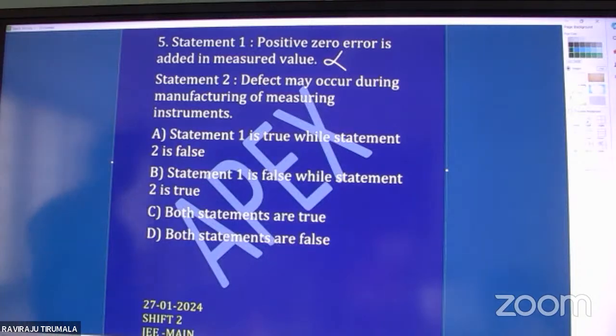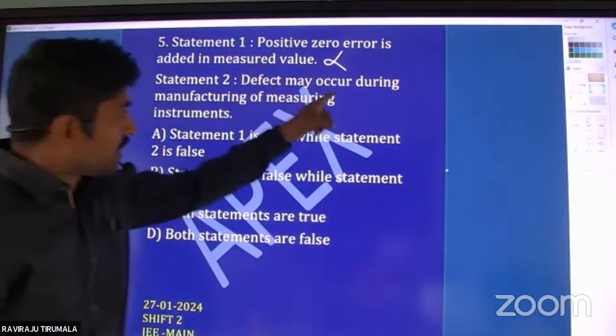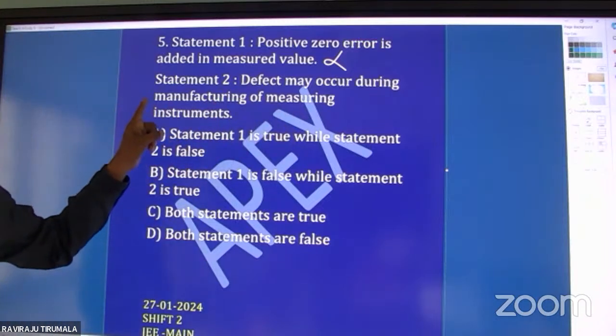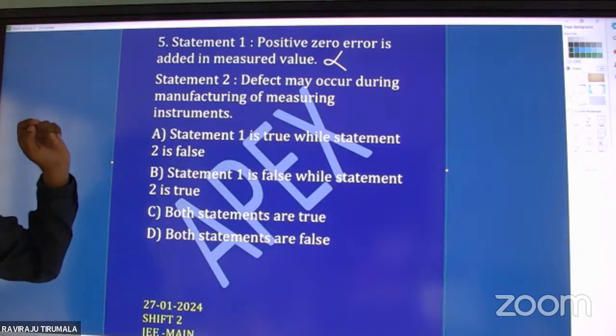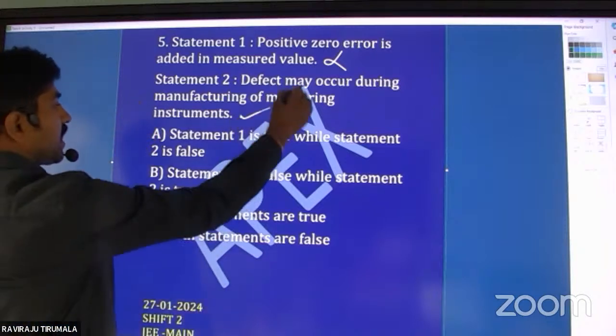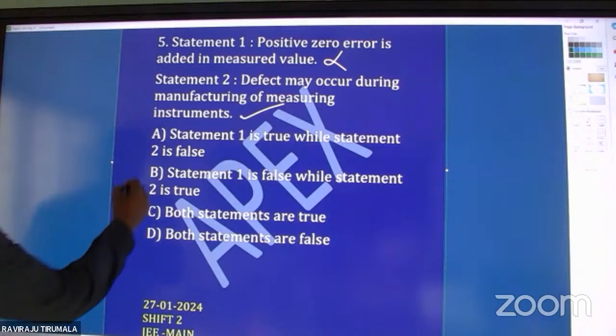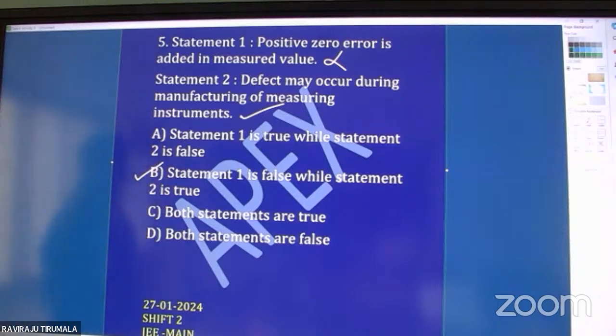And what about statement 2? Defects may occur during manufacturing of measuring instruments. Definitely there are some errors like that also, so instrumental errors. So this may be the correct one. So statement 1 is false, statement 2 is true. Which one? The second option will be the correct one then. Okay. Next.